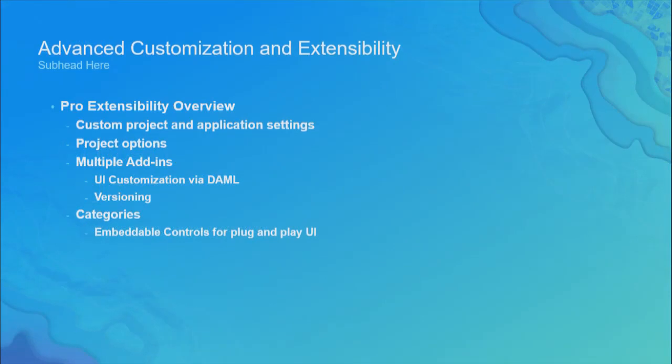We have custom project and application settings first, followed by how to modify the Pro project options. Then we're going to look at multiple add-in customization scenarios, first with .daml. We'll look at versioning issues. And then we'll get on to our final and most complex topic, categories and embeddable controls for plug-and-play UI.